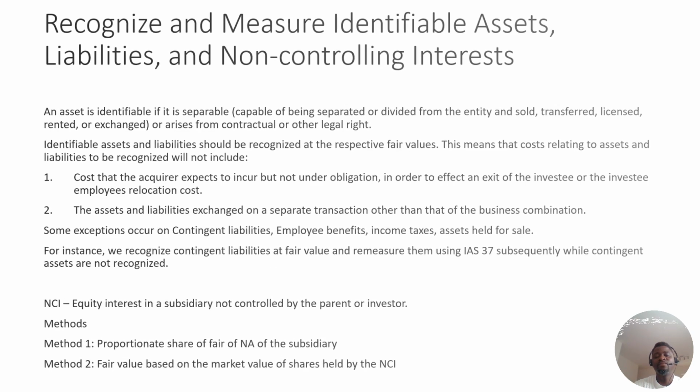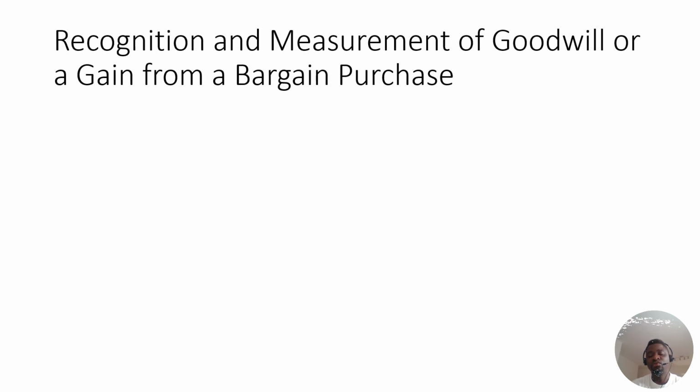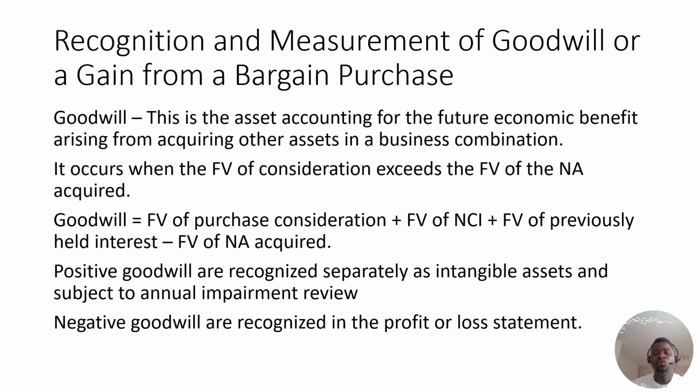And the last but not the least of the processes to business combination is to recognize and measure goodwill or gain on bargain purchase. So, what is goodwill? Goodwill is an asset. Goodwill is an asset on its own. So let's bear it in mind. Goodwill is an asset for the future economic benefits. That is asset accounting. That's what I use here. I said this is asset accounting for the future economic benefits.